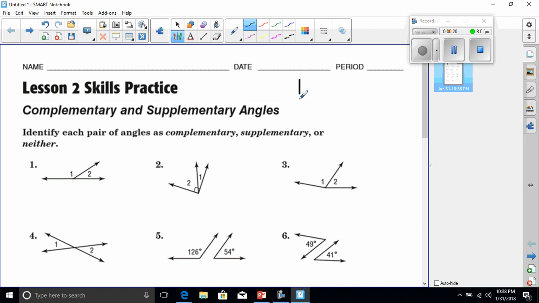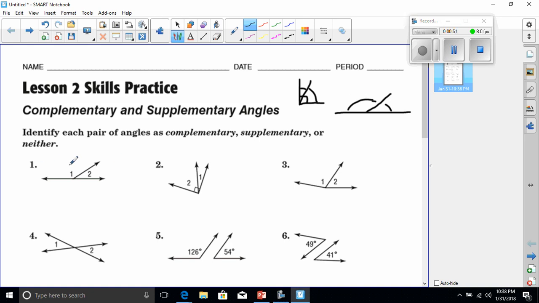Remember that complementary angles are two angles that equal 90 degrees. So, in other words, if I have a 90-degree angle, any line that goes through it gives me two angles that will equal 90 degrees. Supplementary angles are any two angles whose combined total, their sum, will equal 180 degrees.